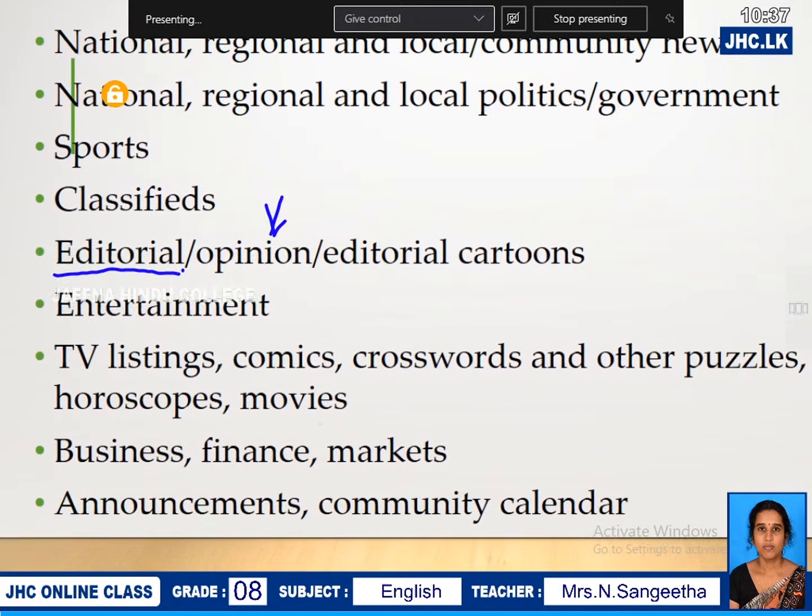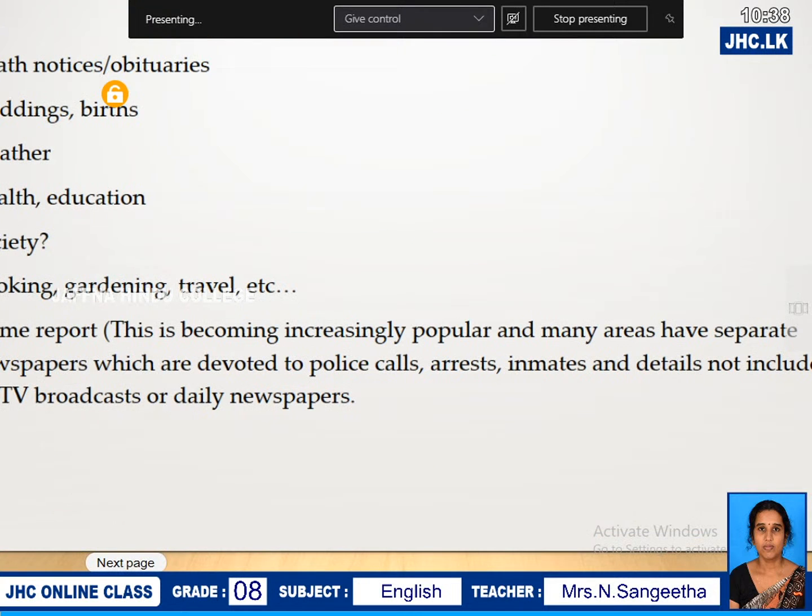Then there may be business, finance and markets. The share market பற்றி, பங்குச்சந்தையை பற்றி இருக்கலாம். The market price, business பற்றி இருக்கும். And the announcements and community calendar. ஏதாவது அறிவித்தல்கள், மேபி வேகன்சி அனௌன்ஸ்மெண்ட் ஓ நோட்டீசஸ், ரைட். அறிவித்தல்கள், கம்யூனிட்டி கேலண்டர், ஏதாவது ஒரு விஷயம் எங்களோட கம்யூனிட்டியில் அடுத்த நாள் நடக்க இருந்தால் அதை பற்றின விஷயங்கள் இருக்கும், ரைட்.